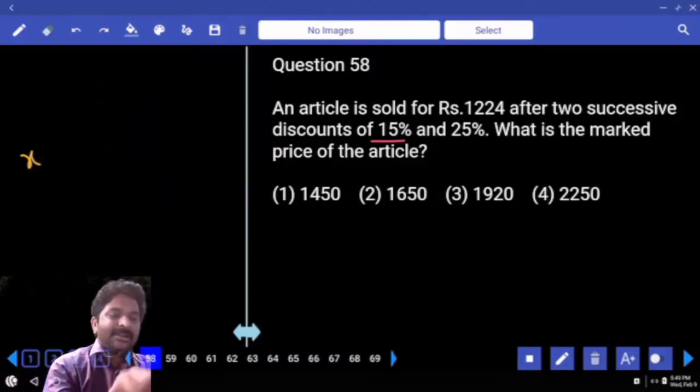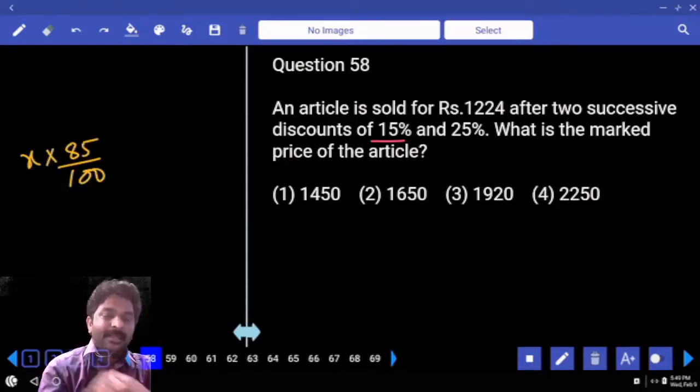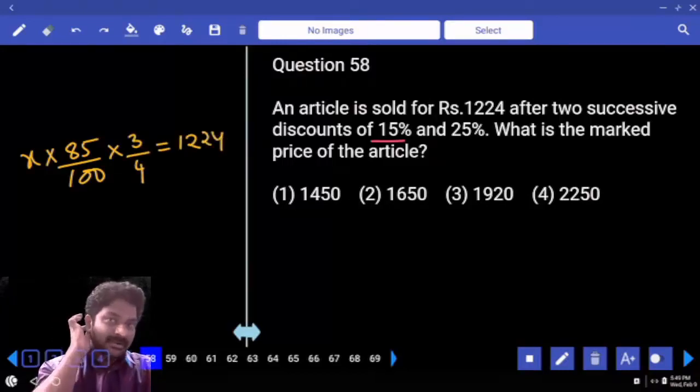Let me take my market price as X. 15% discount is given. Then it becomes 85 by 100 only. And 25% discount is given. Then value becomes 75%. Can I write it as 3 by 4? Which is equal to 1224. Are you done with this? Right, now X value.